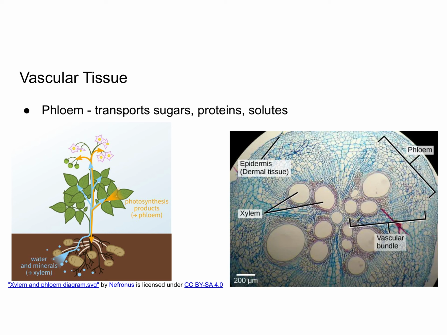So essentially, they take the sugars that are produced during photosynthesis and proteins and other solutes. And remember that these sugars are being made in the leaves. And so the phloem are going to take that material from the leaves and basically transport it to all the other parts of the plant to provide the plant with the nutrients or the sugars it needs in order to make ATP.